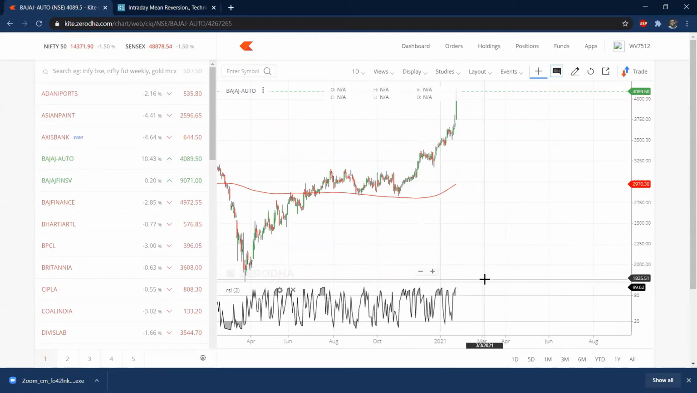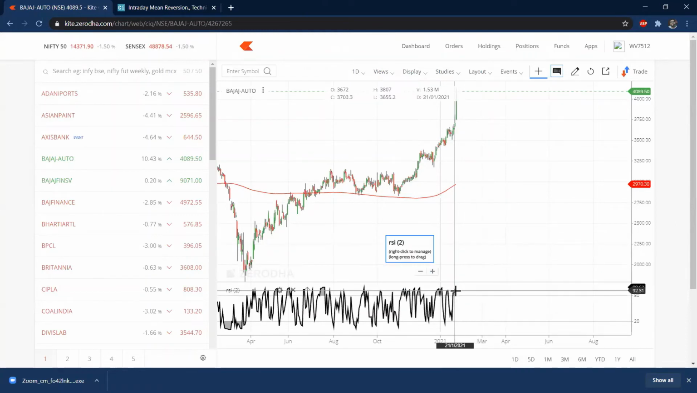And then we have one last parameter to consider. The 2-period RSI should be greater than 50. As you could see, if it is trading well above 80.